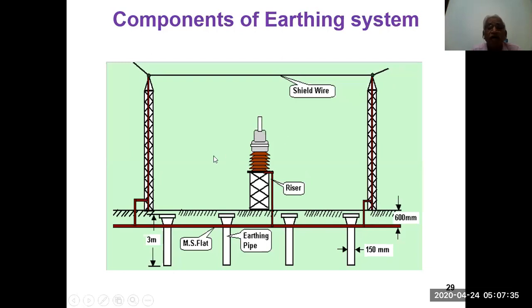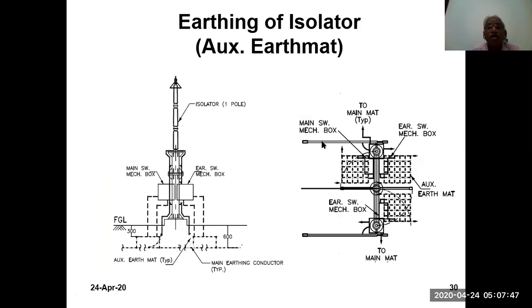Below that, we have the electrical equipment. That means in case there is lightning, first it will touch this and get grounded. It doesn't affect the equipment here. Now, earthing of isolators and auxiliary earthmats: you can see that the body, this metallic portion of the flange here, has been earthed with two distinct earth conductors here.